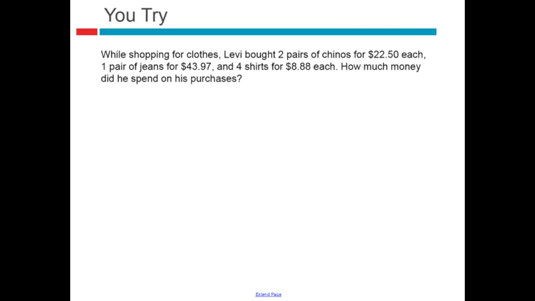So now here's an example for you to try. Pause the video and solve the problem. And when you come back, we can check our work together.